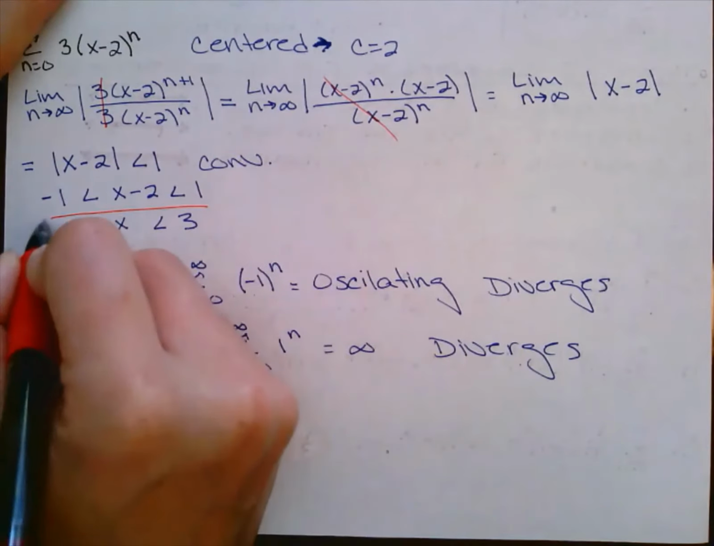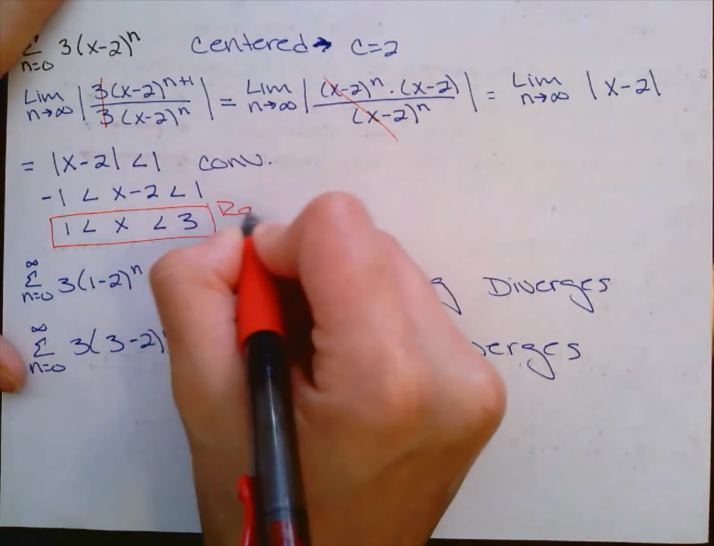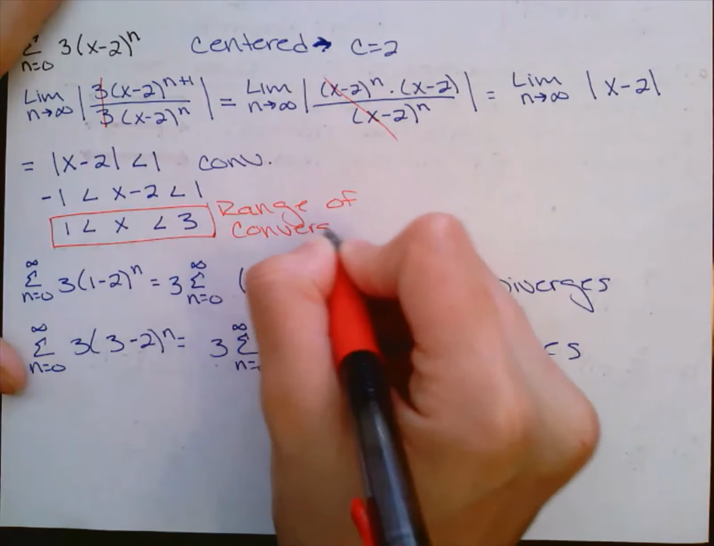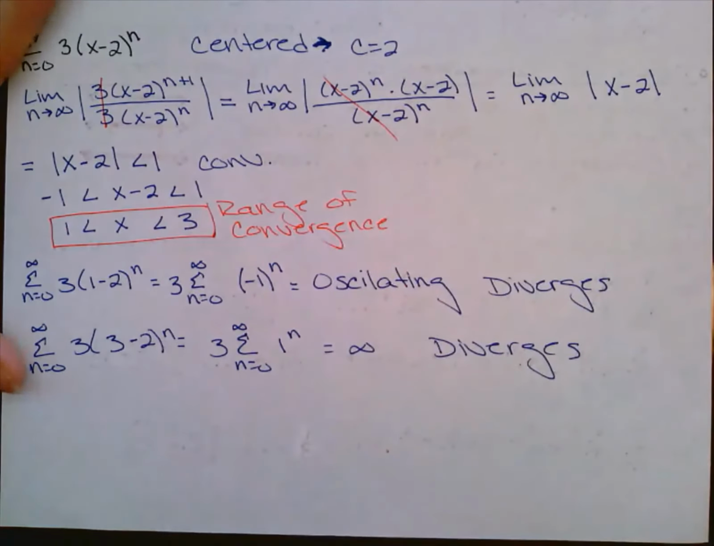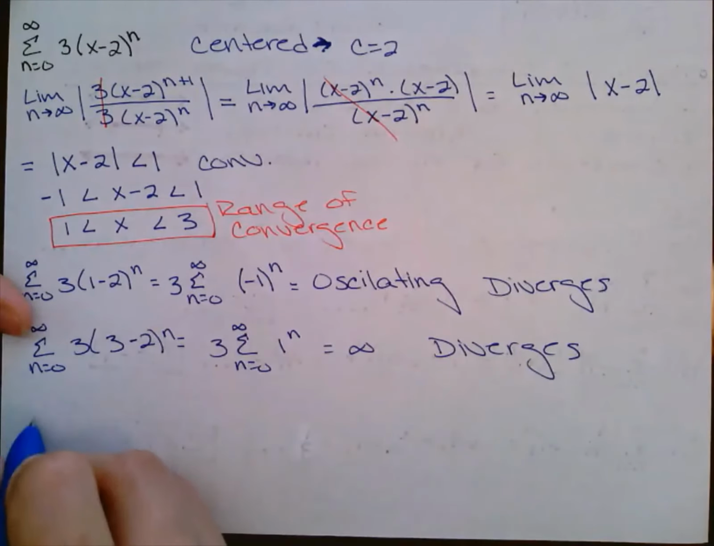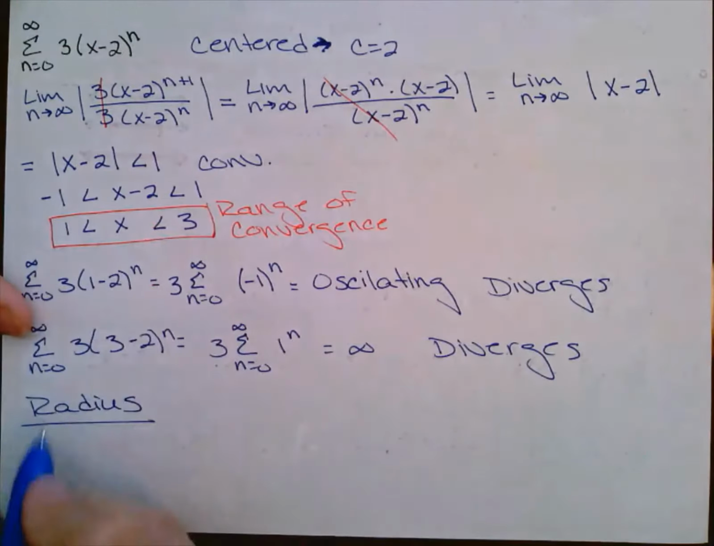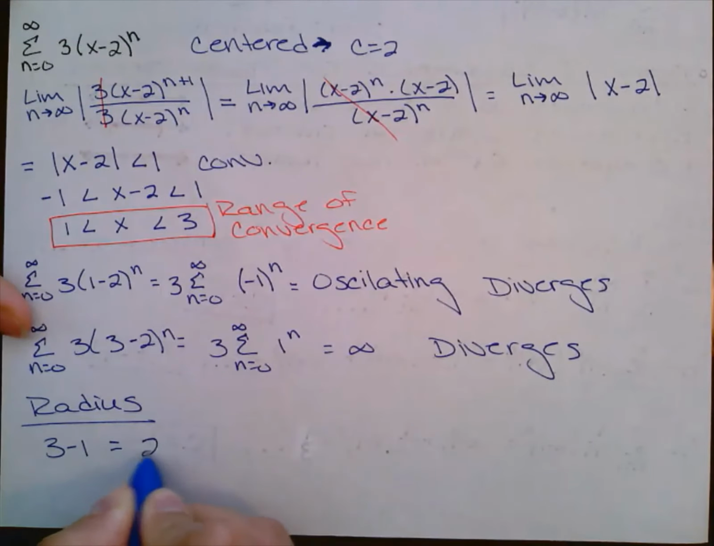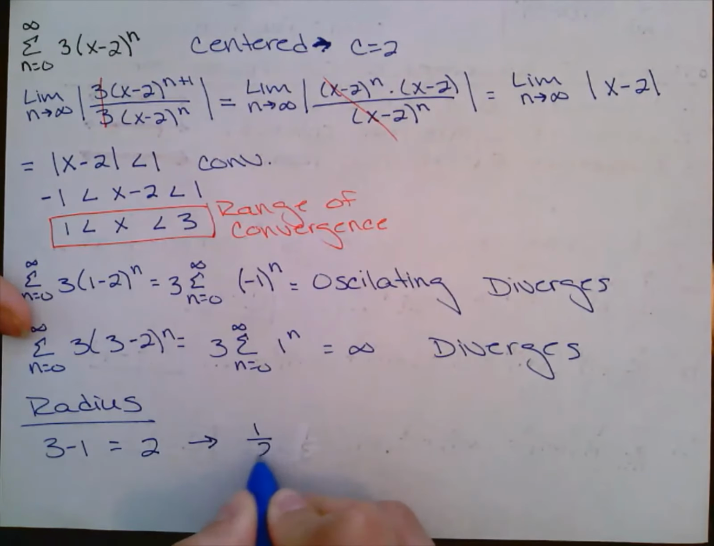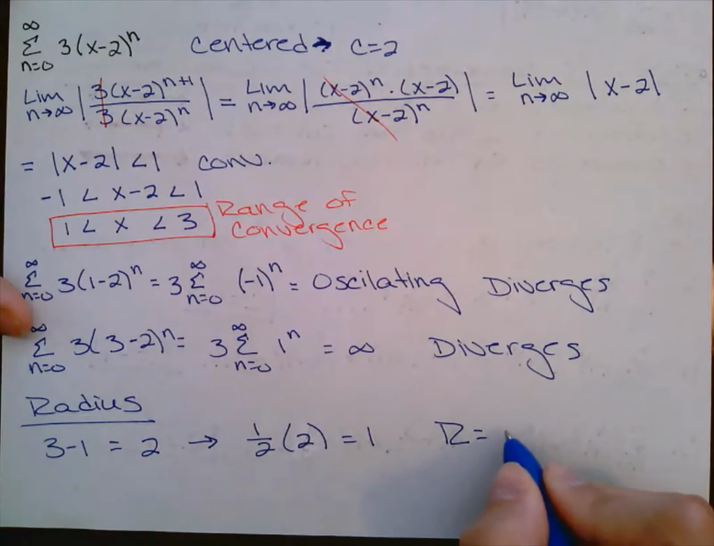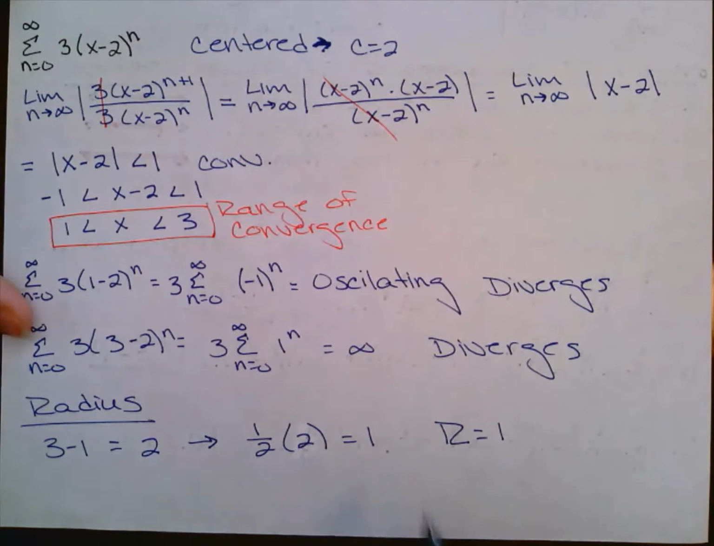The inequality stays as is. This is what is called my range of convergence. And if I wanted to know my radius of convergence, it would be half of this. So for my radius, I can say, okay, between 1 and 3, there is a distance of 2, right? And then half of that distance is 1. So my radius of convergence is 1. And we are done with this question.